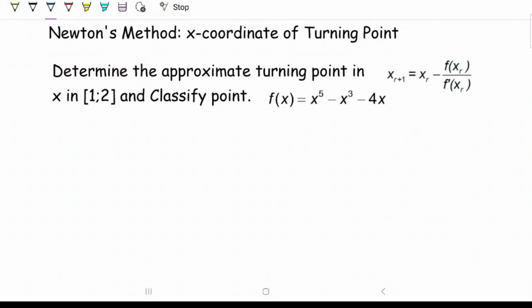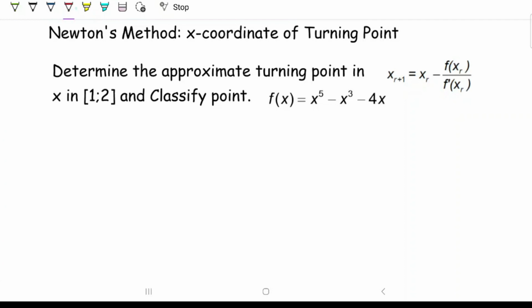Alright, so welcome to this video. Newton's method is not only used to find the roots of a function, but it's also used to find the x-coordinate of a turning point. In this case, you slightly have to tweak your formula just a little bit.